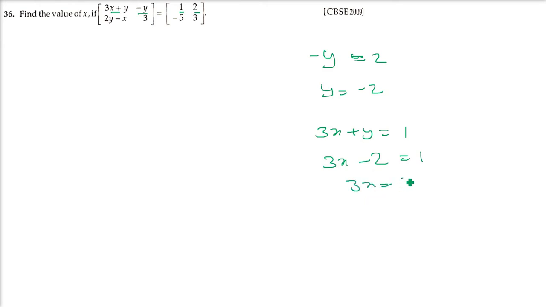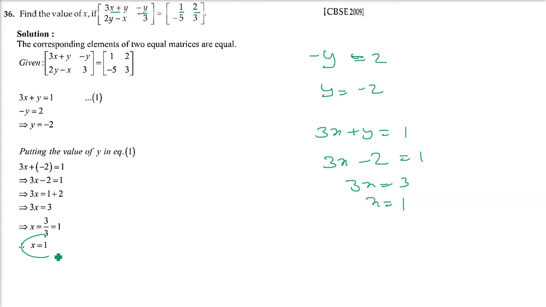This also we will do. Minus y is already given as 2, so y is equal to negative 2. Now put in any of the equations. So 3x plus y equals 1, y is negative 2, so 3x minus 2 equals 1. 3x will be equal to 1 plus 2, that is 3x is equal to 3. So y is negative 2, x is 1 here. Like this.